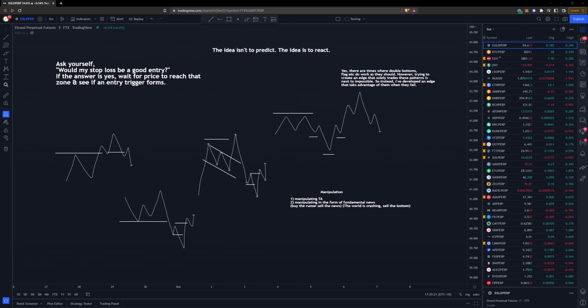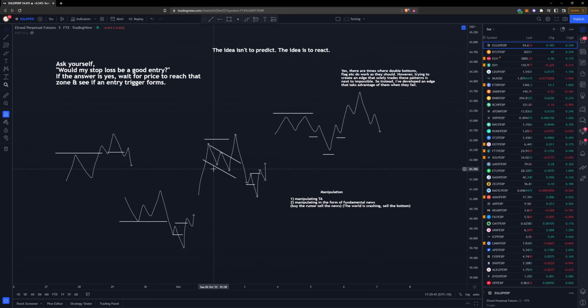So like I said, the idea isn't to predict if they're going to manipulate the market. The idea is to react once you do see that manipulation. So that's what we'll go over here today. All right, let's get stuck into it.